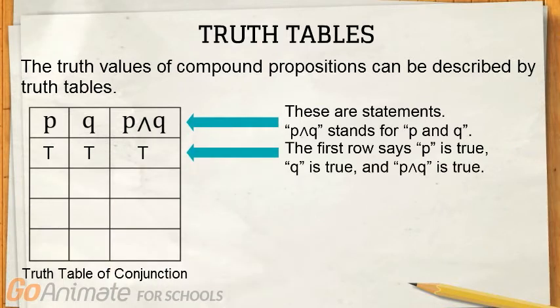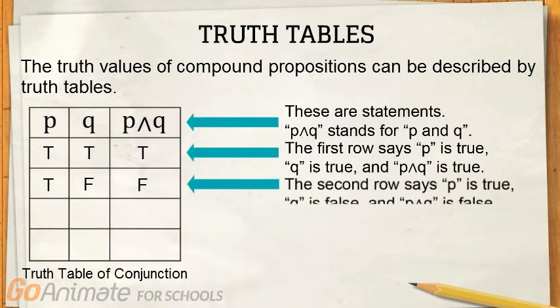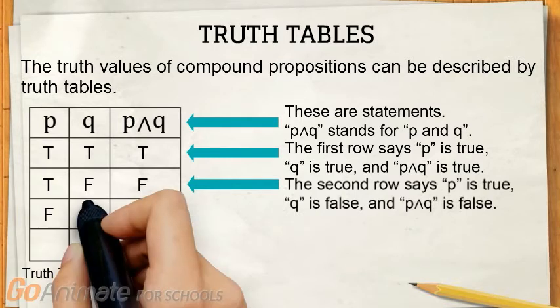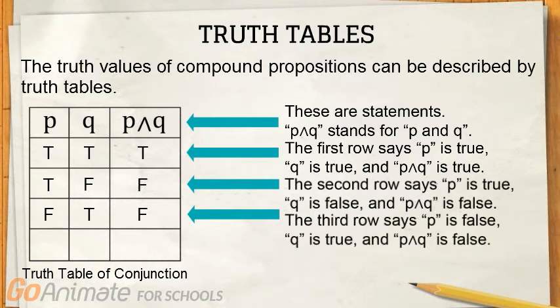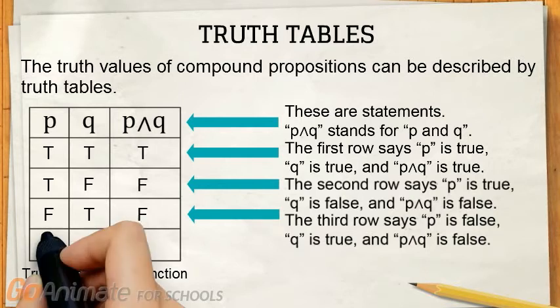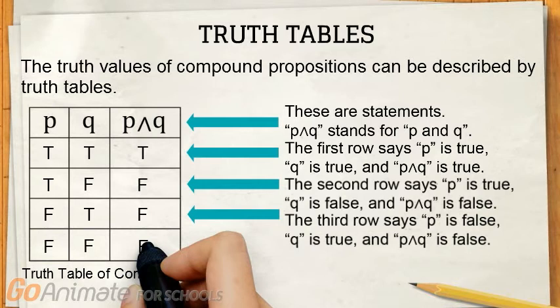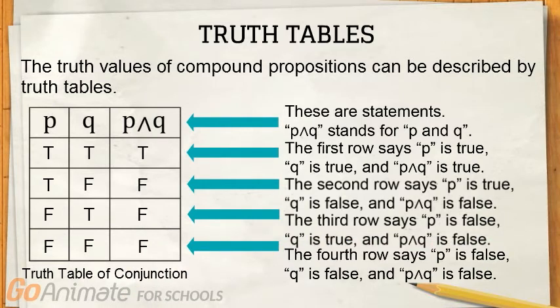The first row says P is true, Q is true, and P and Q is true. The second row says P is true, Q is false, and P and Q is false. The third row says P is false, Q is true, and P and Q is false. The fourth row says P is false, Q is false, and P and Q is false.